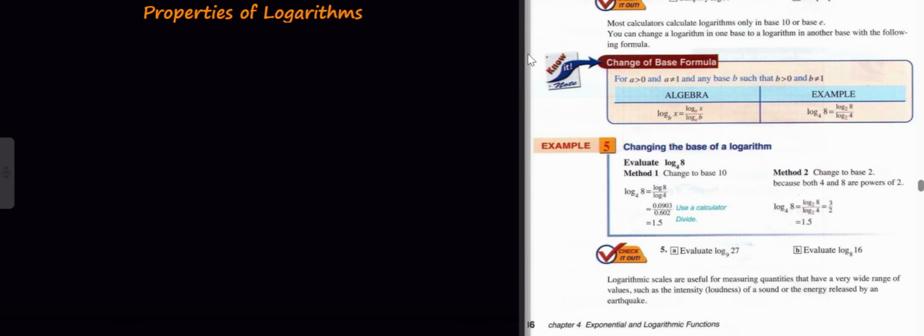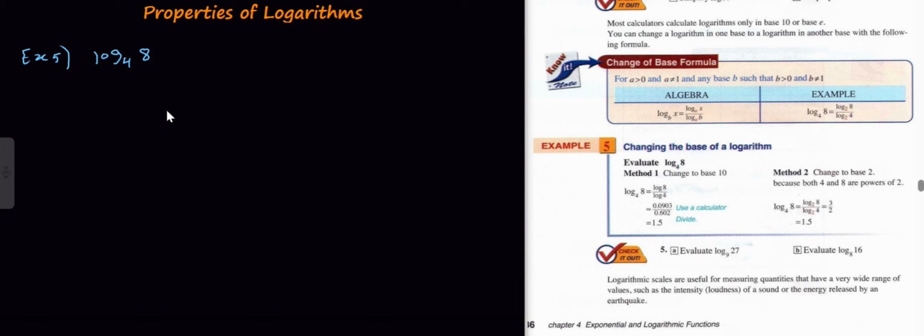For the fifth property, we have the change of base formula. We have two methods, method 1 and 2, but the easiest one is method 1. It says evaluate log base 4 of 8. So example 5.